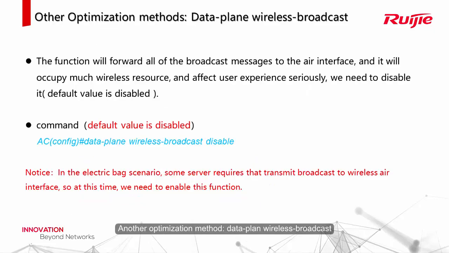Another optimization method: data plane wireless broadcast. Once you enable this function, it will forward all the broadcast messages to the air interface, and it will occupy much wireless resource. So we need to disable it. And the command is shown in the slide. Notice, in some specific scenarios, like the e-bag scenario, some servers require transmitting the broadcast to the wireless air interface. At this time, we need to enable this function.